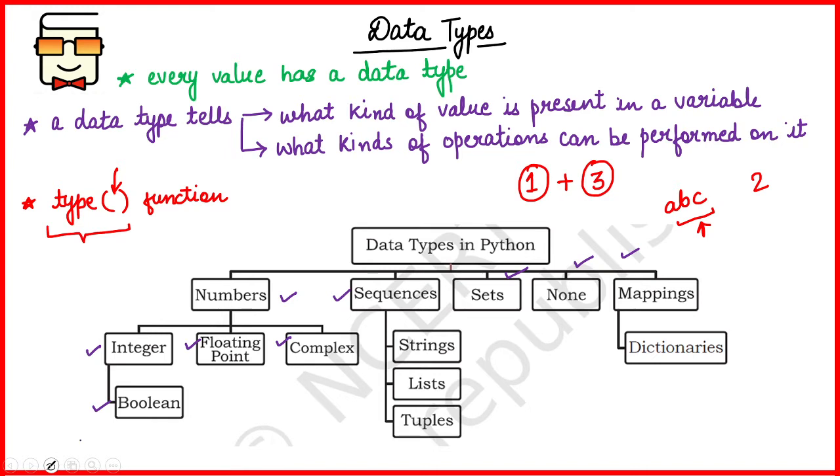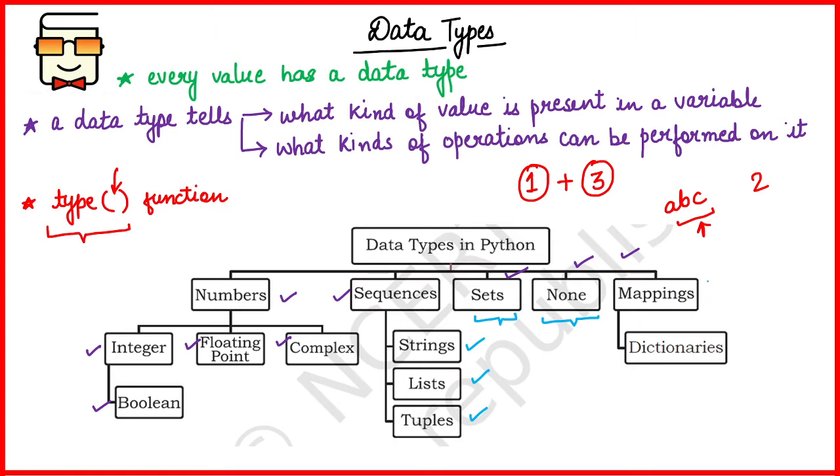The other kind of data that exists in Python is the sequence data type, which consists of strings, lists, and tuples. Okay, I'll be telling you and showing you in detail what the differences are between sequence data types and numeric data types and other types of data. So the next kind of data are the sets. Then we have a very special data type called none, which denotes the absence of a value. Okay, and the last kind of data is mappings.